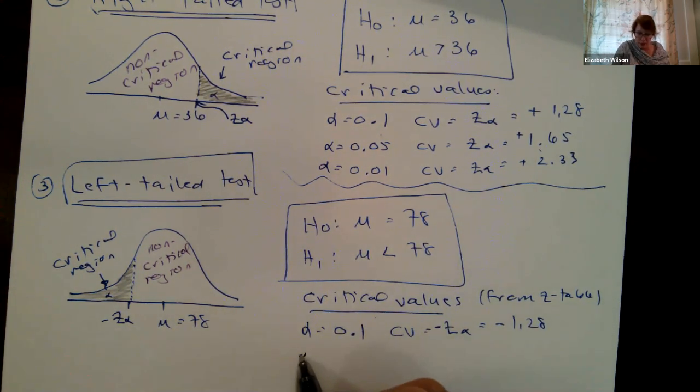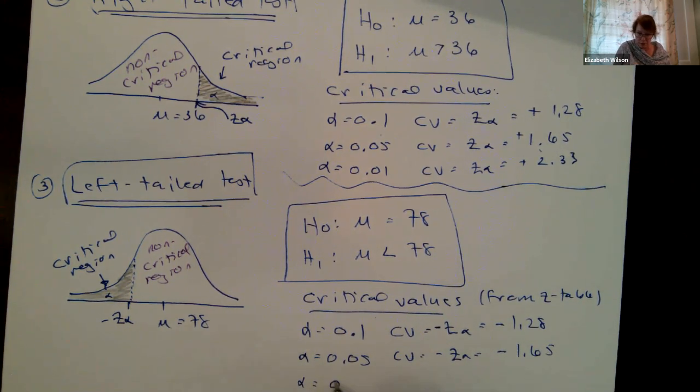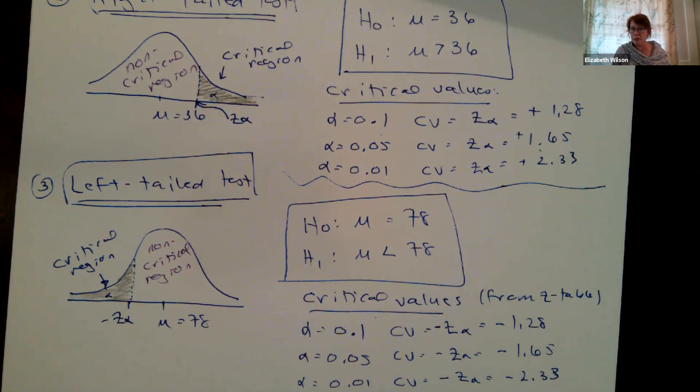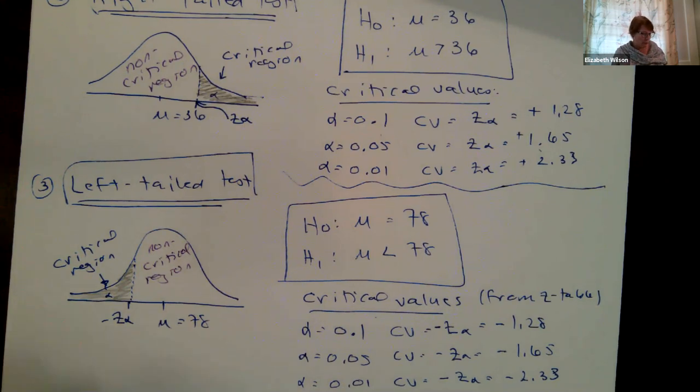So it's negative there. Alpha equals 0.05. My critical value is negative z alpha, which is negative 1.65. And again, alpha equals 0.01. My critical value is negative z alpha, which is negative 2.33. So they all give us these, and these z values are just examples, okay? I pulled these from the z table, so we can specify any kind of alpha level that we want, right? And we can just figure out what the corresponding z alpha or z alpha over 2 value is going to be from our z table, okay?